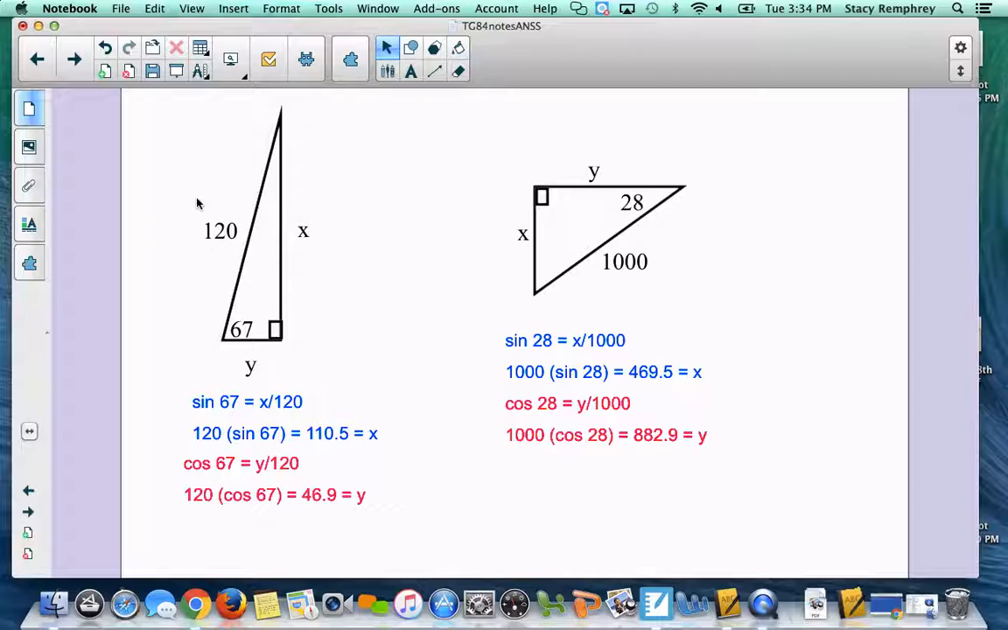And what was I given? I was given the hypotenuse. So I'm looking for the opposite. I have the hypotenuse. Which trig function goes with opposite and hypotenuse? Sine. So I said the sine of 67 is x over 120.